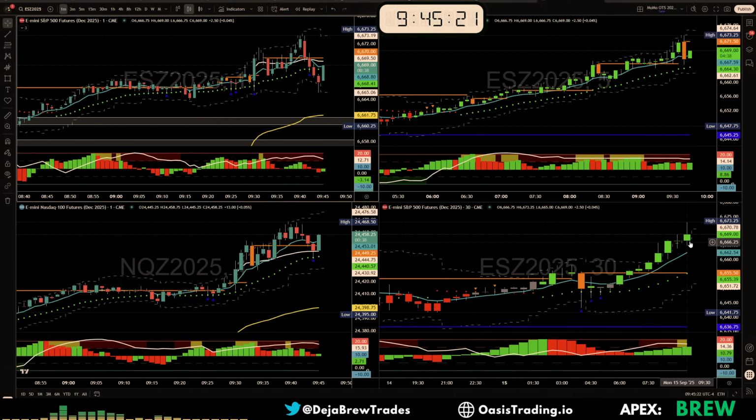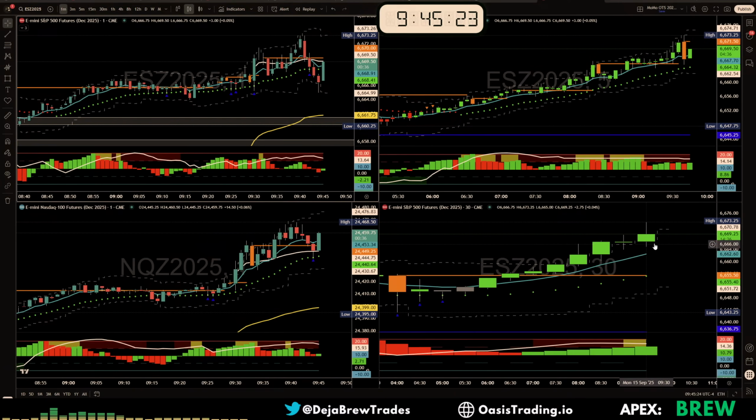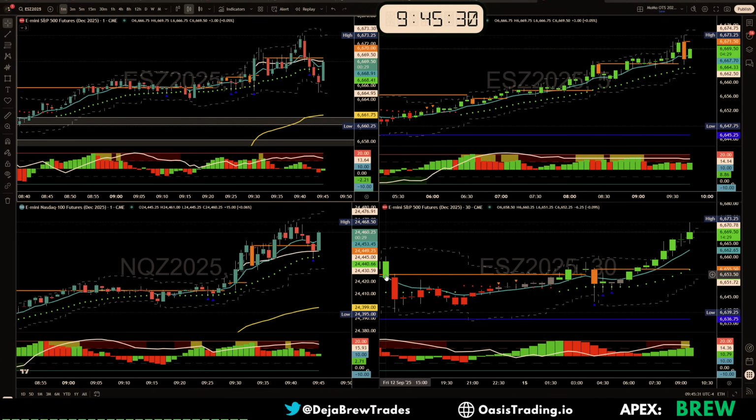You are still extended outside that band. It's probably hard to see on stream, but this dashed line here, you're extended outside of that. So a little bit extended on the upside. Holding on to that daily VWAP on NASDAQ here.